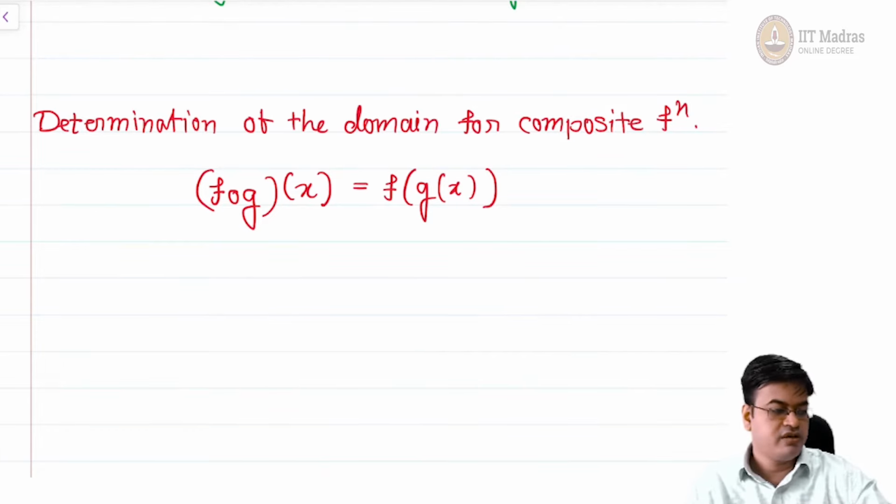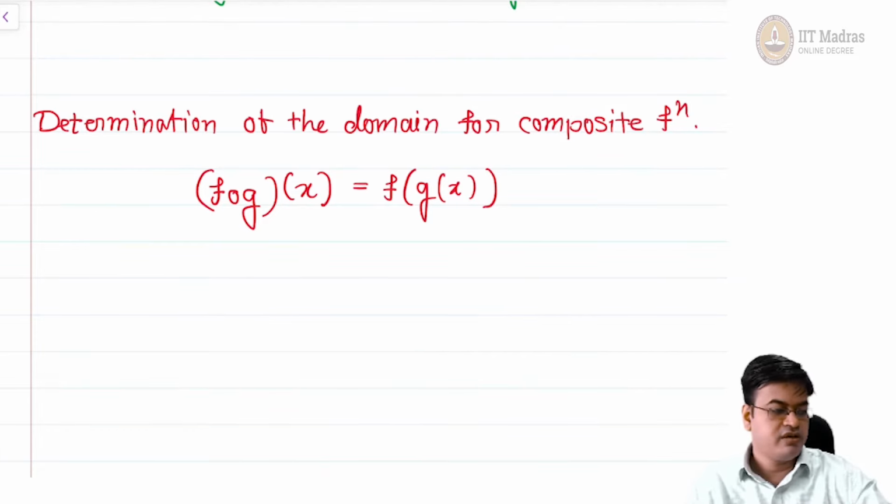What is a domain? If you recollect from week one, it is nothing but the set of allowed values for which the function is well defined. Whatever input values you are feeding into the function, this function should be well defined. This is the notion of domain. So let us first see what is f o g of x, and let us see if it gives you some hints about what can happen.